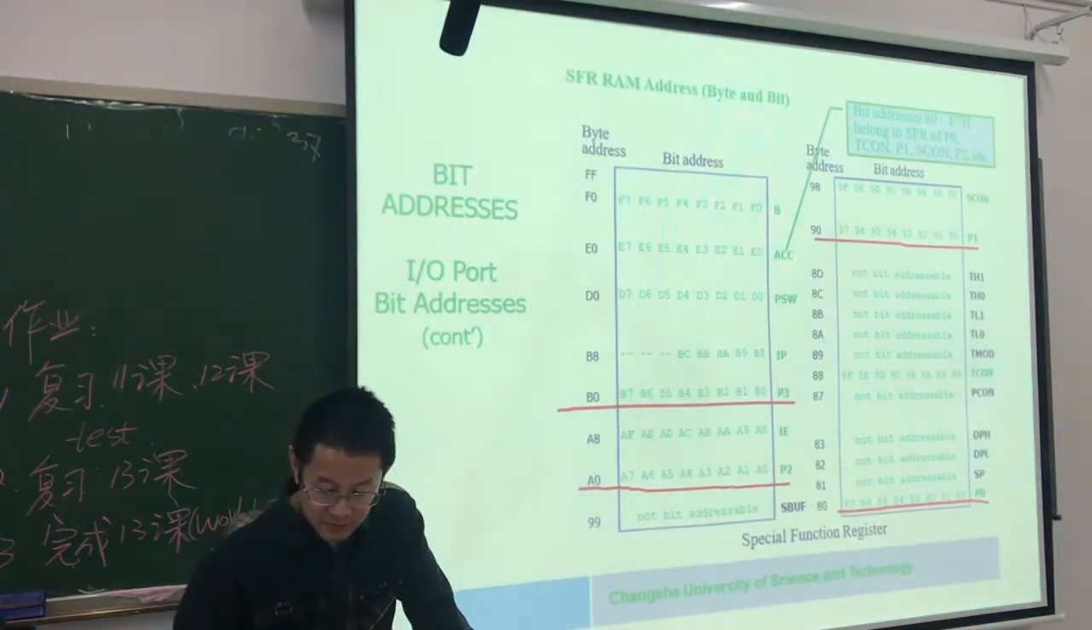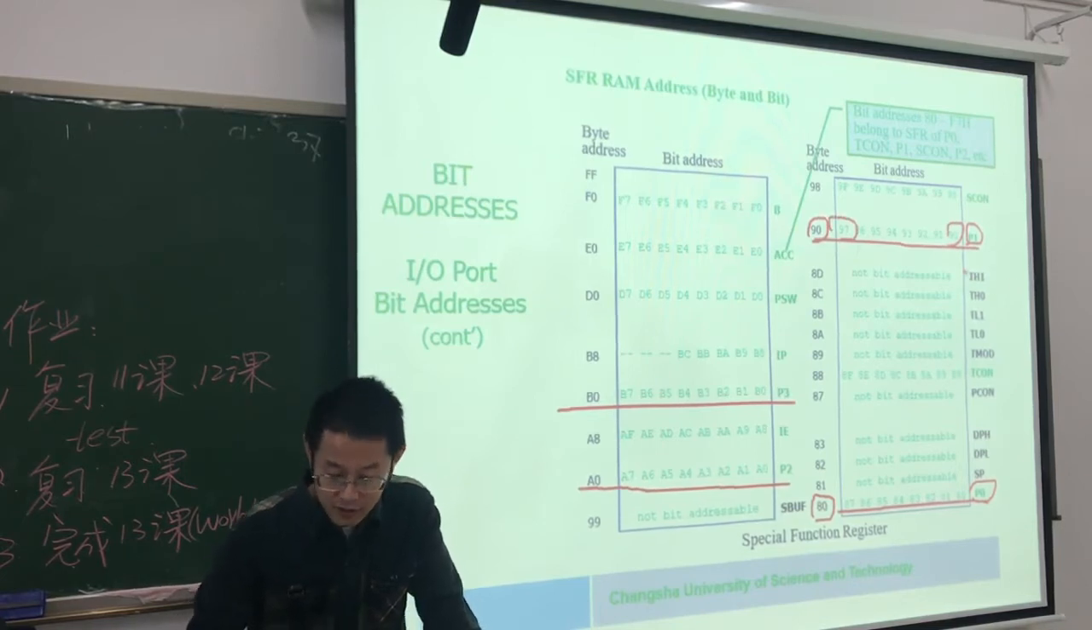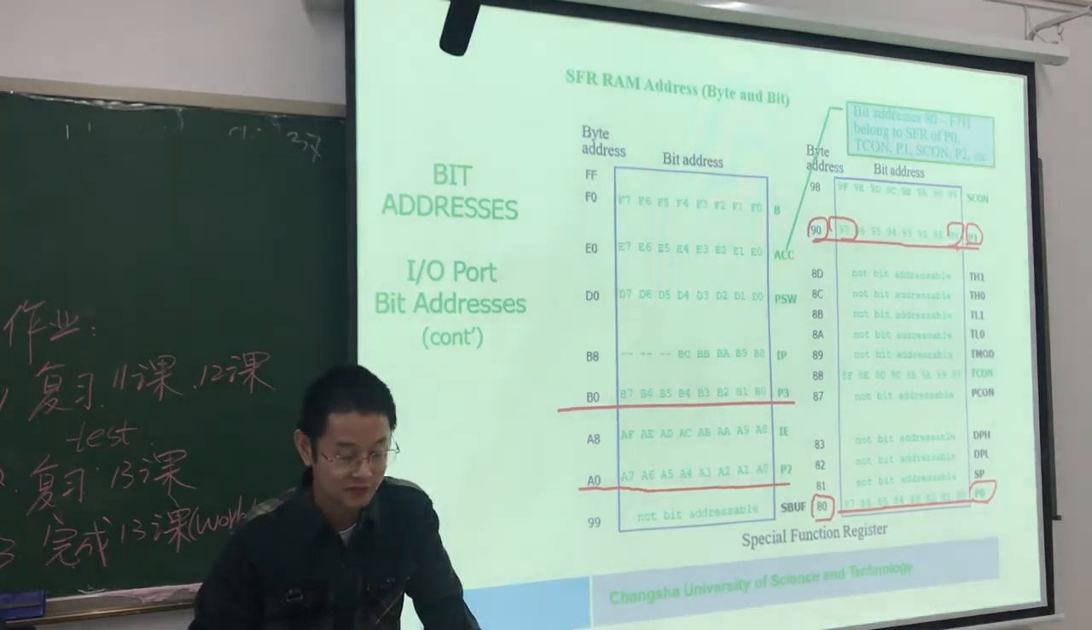You can see P0: byte address 80, bit addresses from 80 to 87. P1: byte address 90, bit addresses from 90 to 97. So you know the first bit address is the byte address.